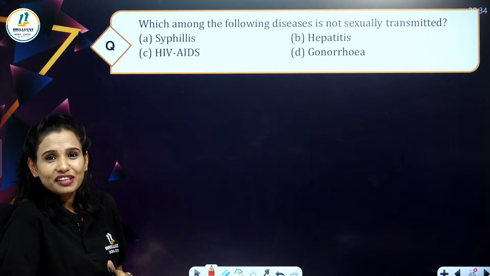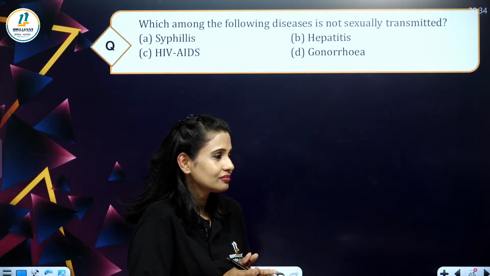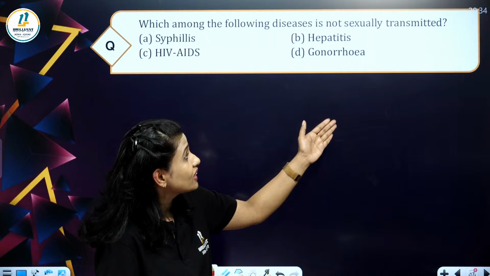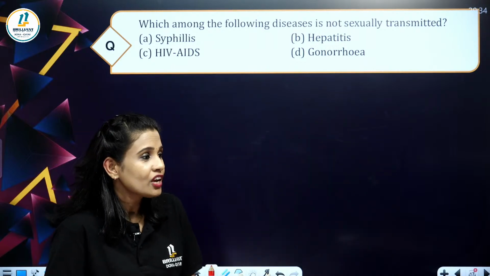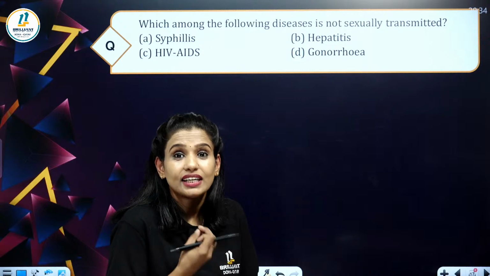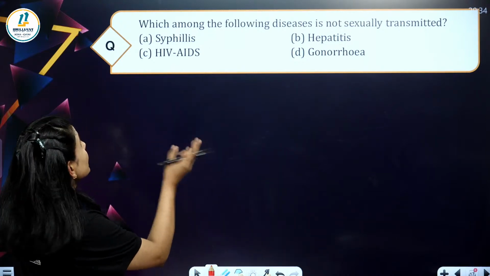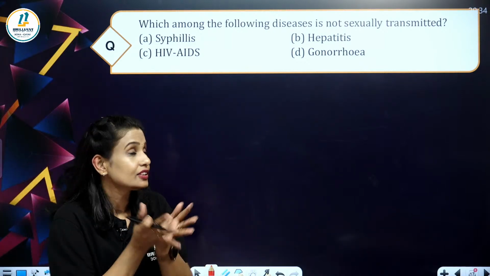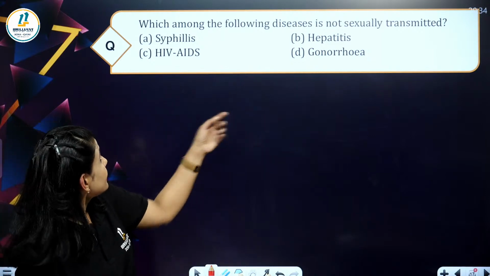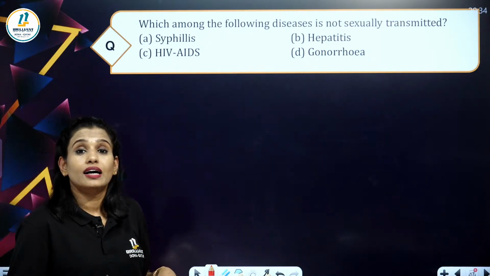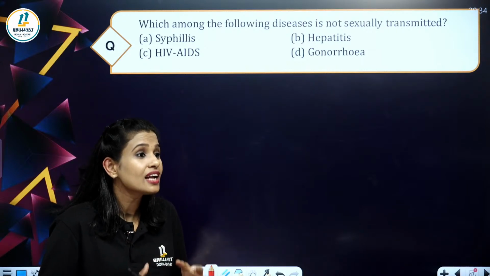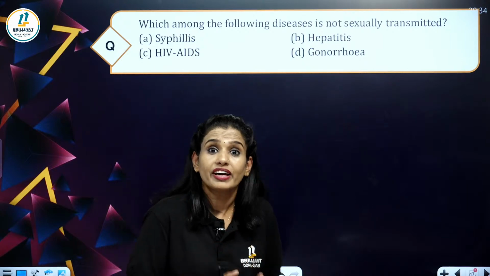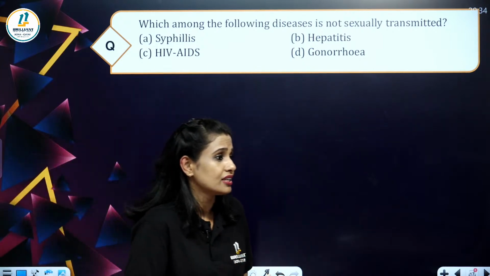Okay, next question for you. Ready? Which among the following diseases is not sexually transmitted? You have to select the disease that is not sexually transmitted. Here are the options: syphilis, hepatitis, HIV, and gonorrhea. From this, which is not sexually transmitted? It is a very, very easy question. Comment your answers fast.